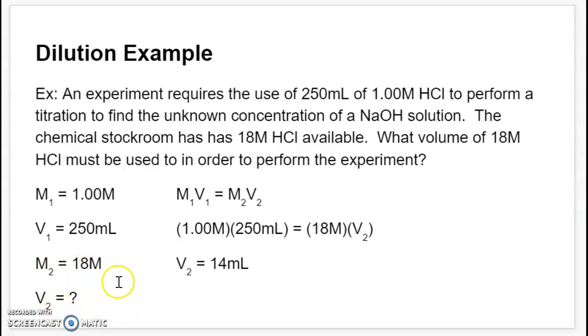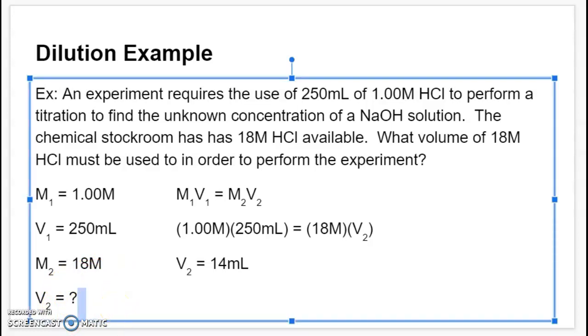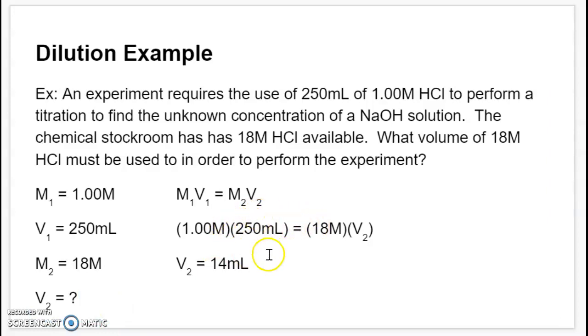What we don't know is how much of the 18 molar solution we're going to use to then water down to 250 milliliters. So, setting up this calculation using the equation M1V1 equals M2V2, 1 molar times 250 milliliters, that's our M1 and our V1, is equal to 18 molar times our unknown volume. And when you do the calculation, rounding to the correct number of significant figures, you would see that you'll need 14 milliliters of this 18 molar solution. And then you would dilute that to a total volume of 250 milliliters to get the 1 molar solution that is required.